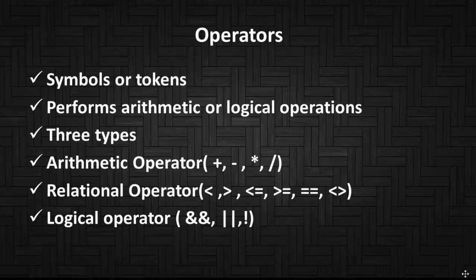Operators. Symbols or tokens. Performs arithmetic or logical operations. 3 types. Arithmetic operator: plus, minus. Relational operator: less than or equals, greater than or equals, equals equals, greater than. Logical operator: and, or, not.